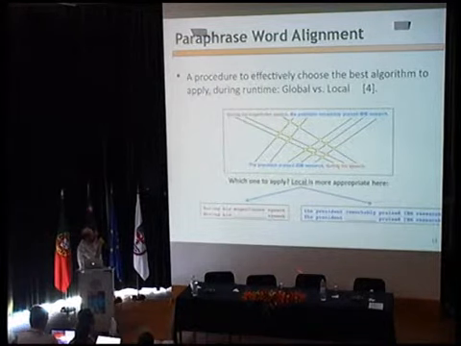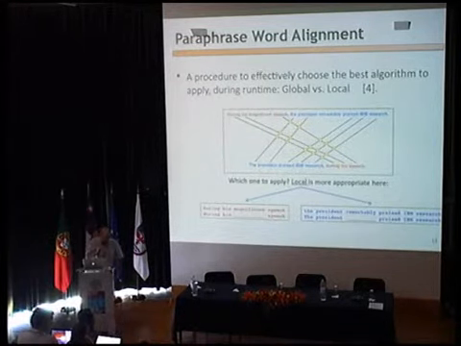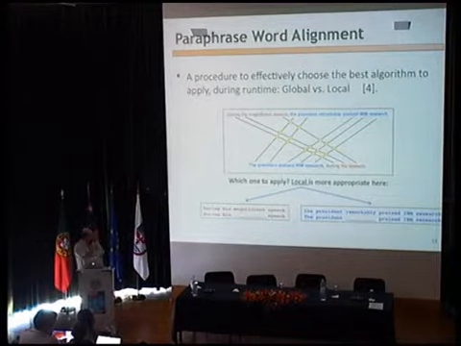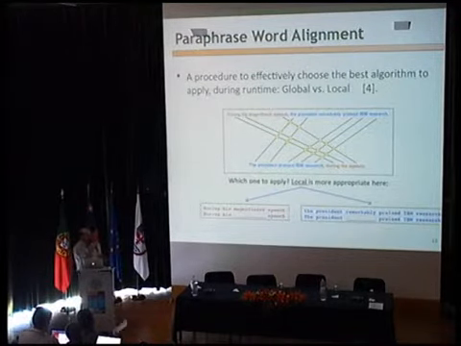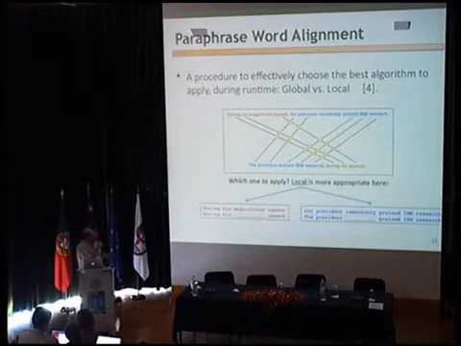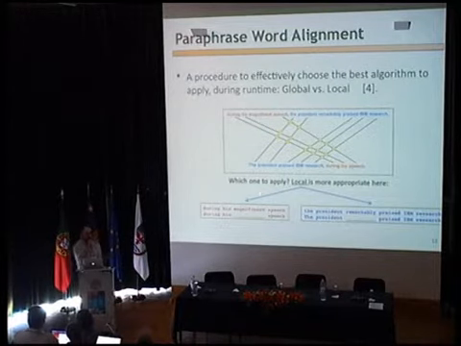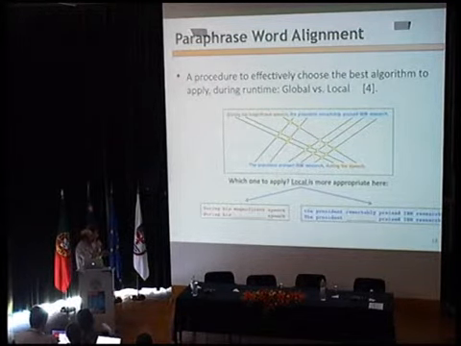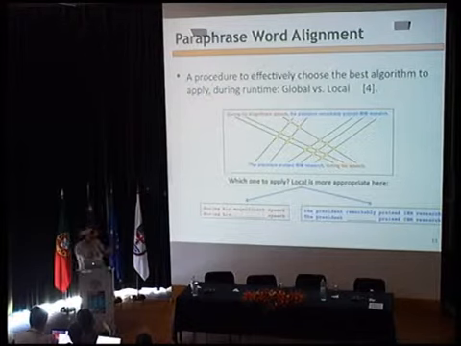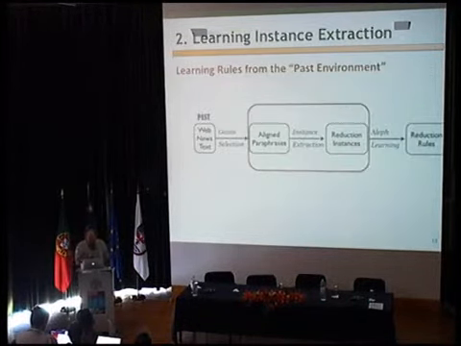Our alignment approach also decides at runtime which algorithm should be applied depending on the type of sentence. For example, here it is more convenient to apply a local alignment, producing these two sub-alignments. I'm not going to explain this further because you can find it in our previous work.